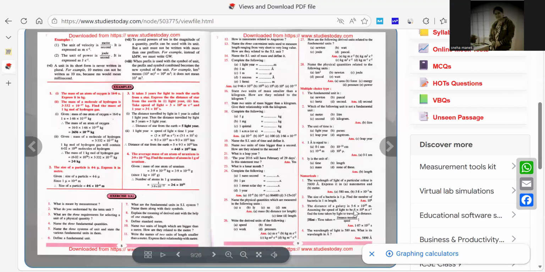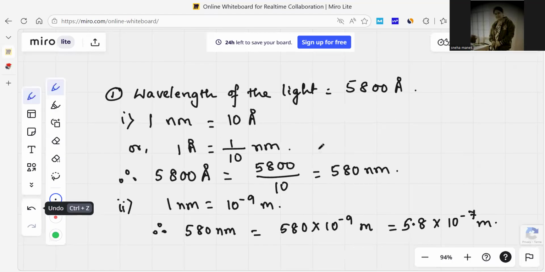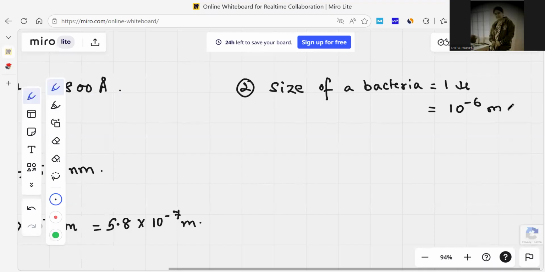Second is, the size of a bacteria is 1 micron. Find the number of bacteria in 1 meter length. Okay, so let's solve it. Size of a bacteria, that means I can consider it as one bacteria. It is said 1 micron. Now 1 micron is how much? 10 to the power minus 6 meter.